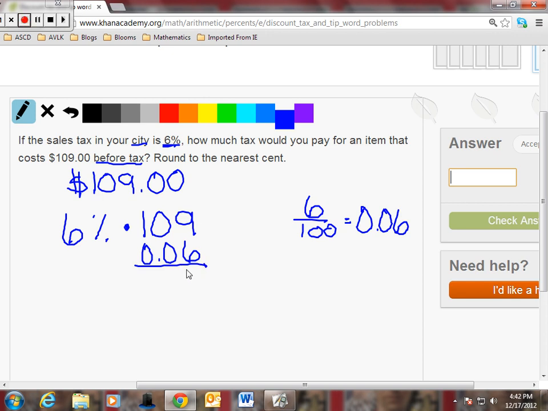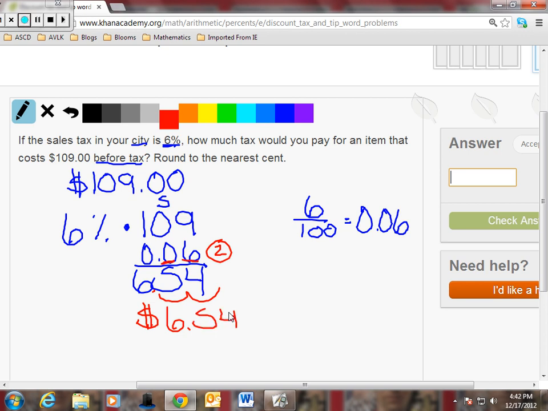9 times 6 is 54. 6 times 0 is 0, plus 5 is 5. 6 plus 1 is 6. Okay, we have two numbers to the right of the decimal place here, so that means I need to move the decimal place 2 places to the left. So 1, 2. So that means the tax, just the tax alone for this item, this slate, is $6.54.